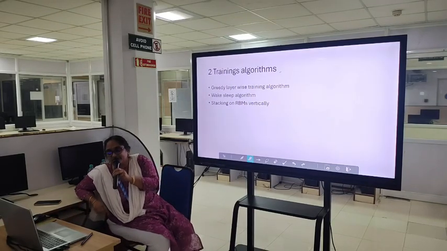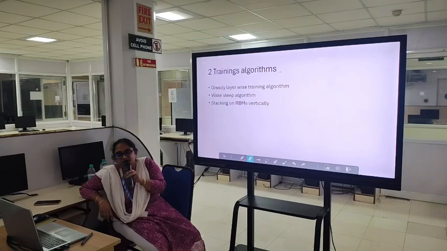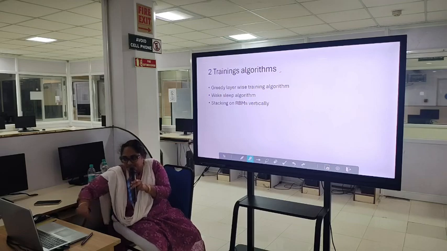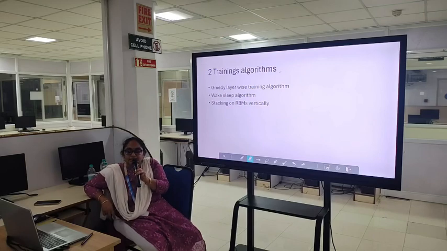So in deep belief networks, there are two training algorithms that are widely used: the greedy layer-wise training algorithm and the wake-sleep algorithm. So there is a stacking of the RBMs also. The restricted Boltzmann machines are stacked vertically, one on top of the other. So you can make a note of the training algorithms that are used. Deep belief networks are more complicated mathematically compared to any other machine learning algorithms.